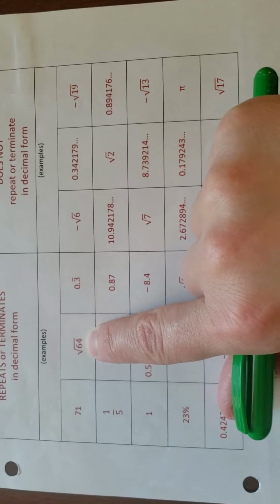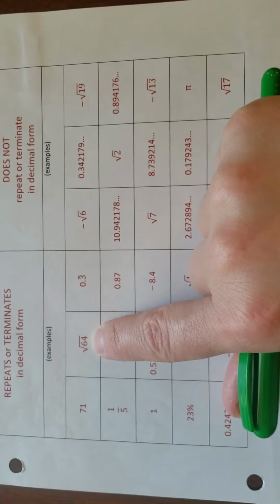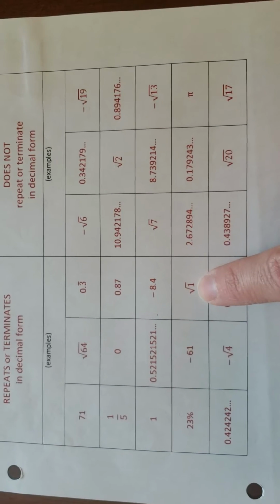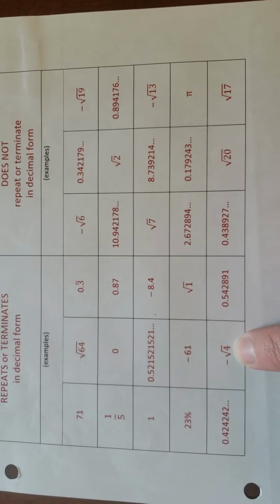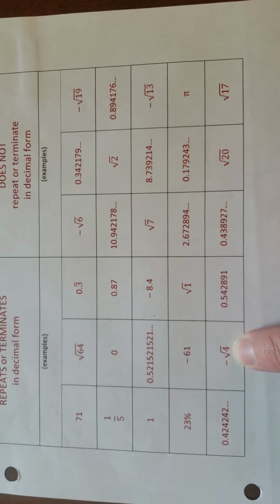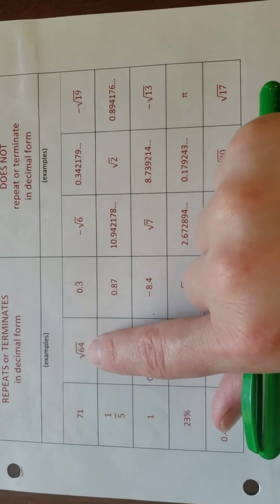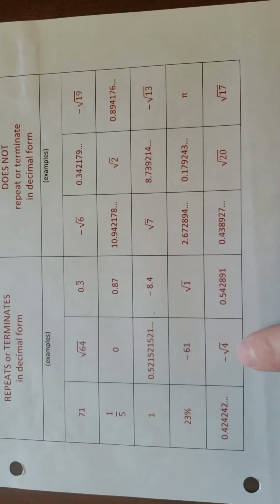So 8 times 8 is 64, so the square root of 64 is 8. The square root of 1 is 1, because 1 times 1 is 1. The square root of 4 is 2. The negative square root of 4 would be, therefore, negative 2. So all of these come out to be whole numbers.